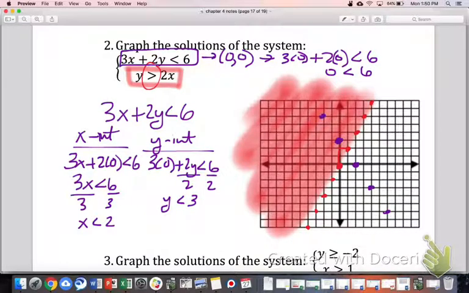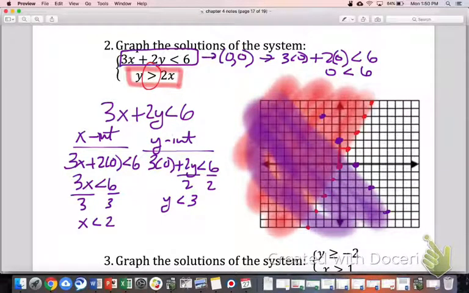Is that true or false? It's totally true, isn't it? So the region containing 0, 0 would be our answer region. So I'll shade down there. So I think my shading would be along this. Let's try that one more time.